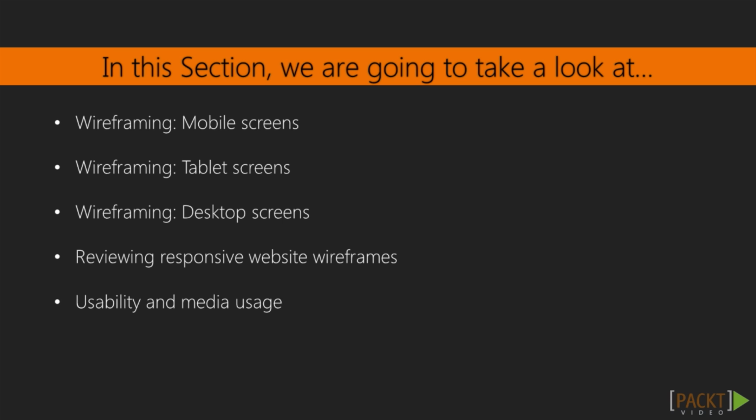Wireframing is a process that should consider the system you are designing for, as well as your user. We are going to be circling back and using the thinking from Section 4, the first section of wireframing, to complete our website. In this section, we'll talk about wireframing mobile screens, wireframing tablet screens, wireframing desktop screens. Then we'll review our usability and our media usage and complete the website user experience. So let's get going.